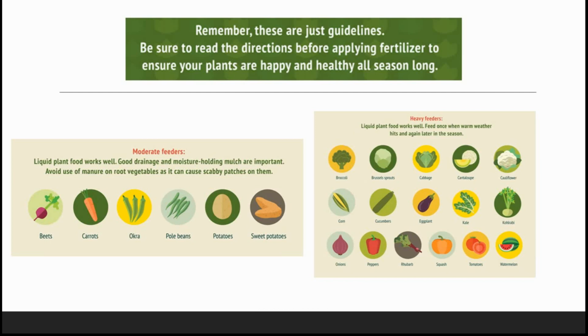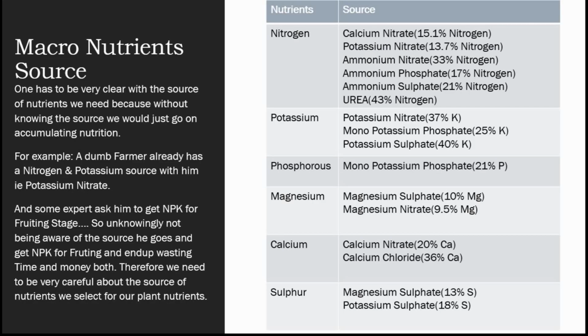Now, the plants that are heavy feeders. Liquid plant food works very well for heavy feeders as well. For example, broccoli, Brussels sprouts, cabbage, cantaloupe, cauliflower, corn, cucumbers, eggplant, kale, kohlrabi, onions, peppers, rhubarb, squash, tomatoes, and watermelon. Let's go to our next slide now.